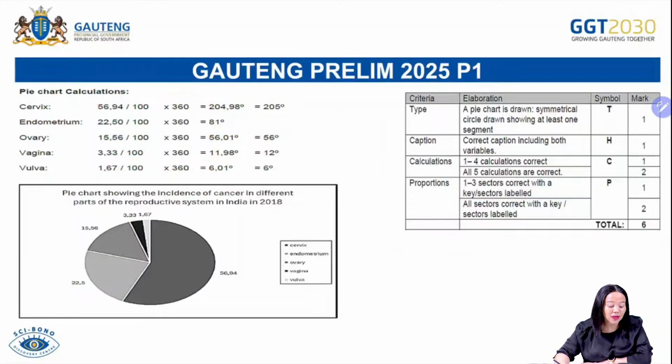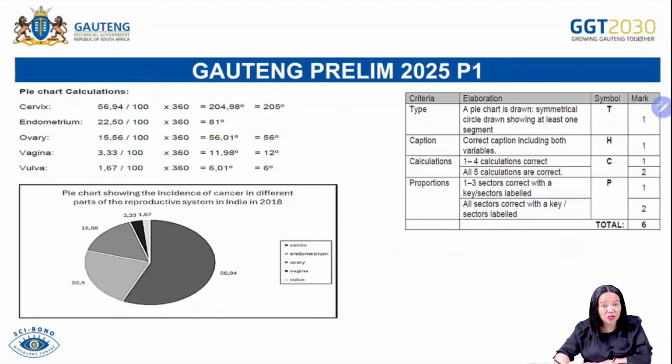How are we then marking your pie chart? The first thing that we look at is the type of graph. Have you drawn the correct type of graph? Is it a symmetrical circle showing at least one segment? The segment does not necessarily have to be correct. Do you have a caption, which is the heading? And remember, grade 12, the heading must include both your variables. It must show the relationship between both variables, your independent and dependent variable. Your calculations, are all your calculations correct? If all your calculations are correct, then you're going to be awarded 2 marks.